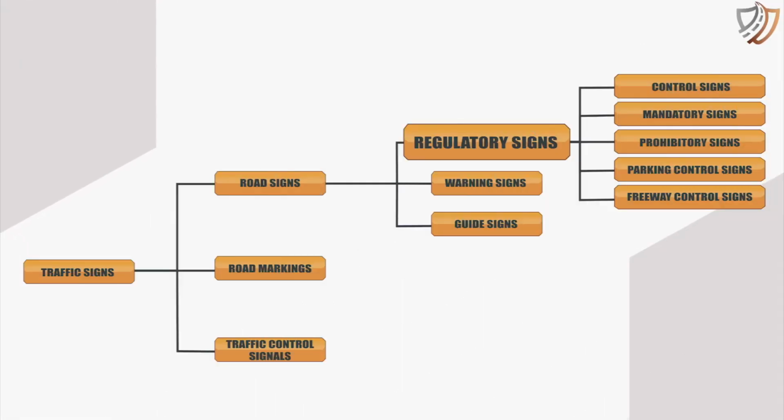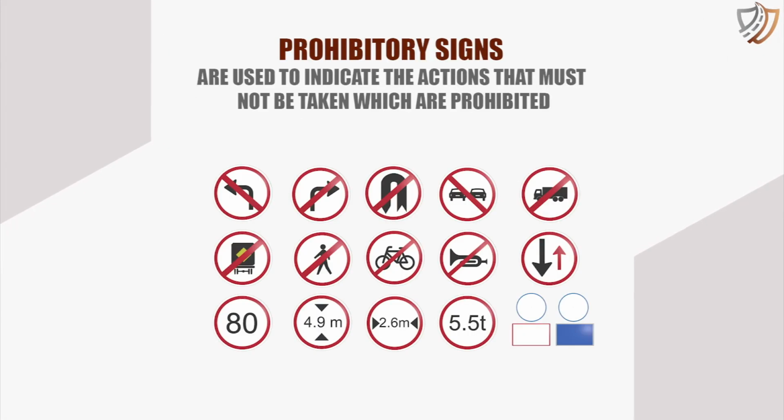Now you will learn about the third type of regulatory sign, that is, prohibitory signs. Prohibitory signs are used to indicate the actions that must not be taken, which are prohibited. Mostly prohibitory signs are circular in shape with a white background and red border.